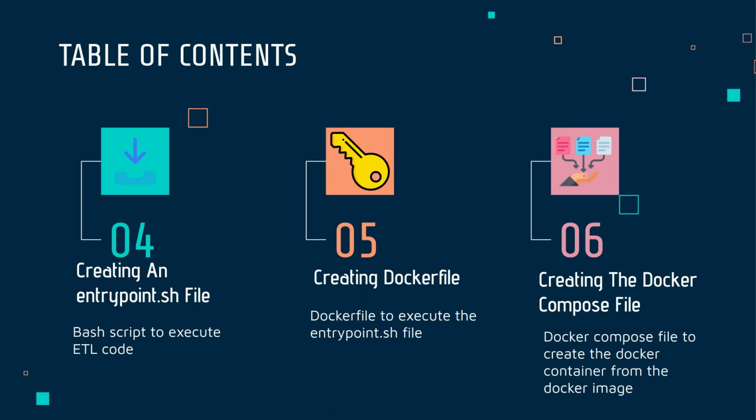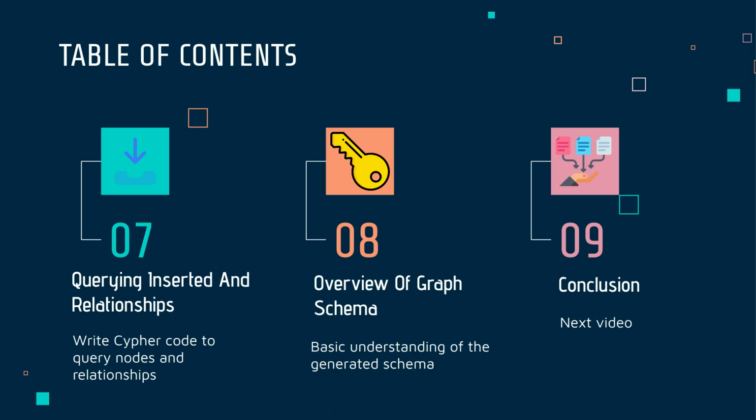Once we are done with that, we're going to create a Dockerfile, and this Dockerfile is going to execute the bash script that we create. Then we'll have a Docker Compose file that's going to help us create all these containers from the Dockerfiles. And then we're going to query the inserted data, understand the different relationships, and write a bunch of Cypher to interact with our data inside of our Neo4j database within the Aura console right here.